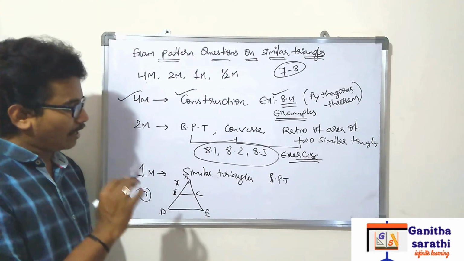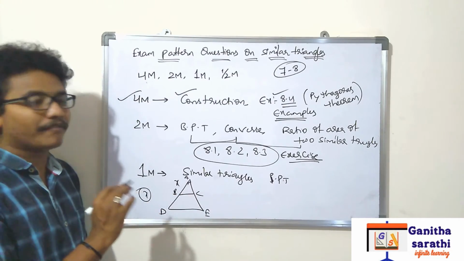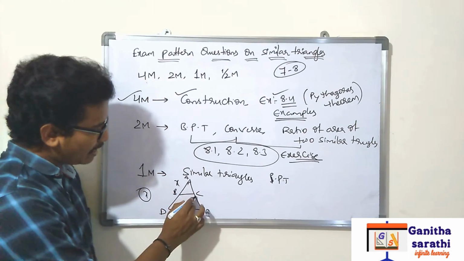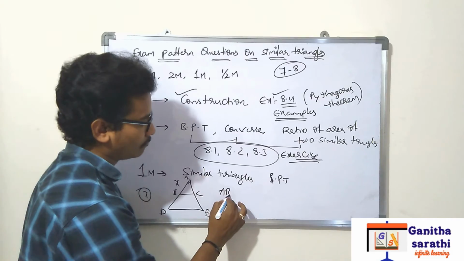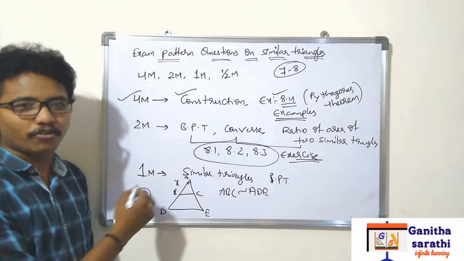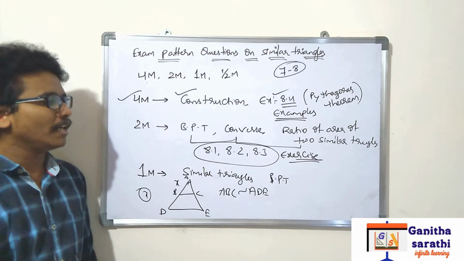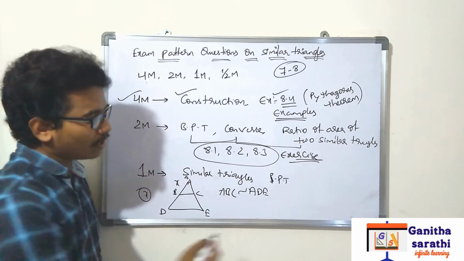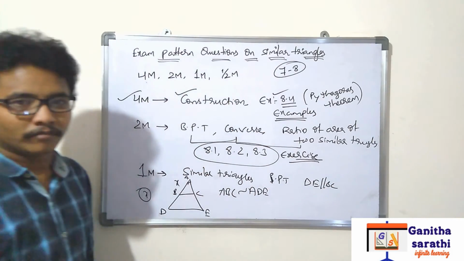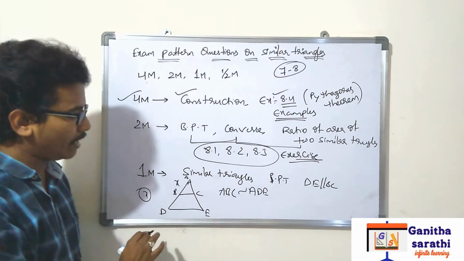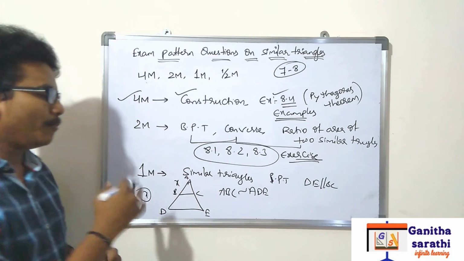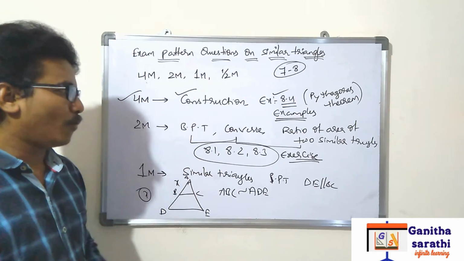If the question says the given triangles are similar, that is, ABC is similar to ADE, then the sides will be in proportion. You should do it like that. If the question says DE is parallel to BC, then you should use BPT and solve the problem. These kinds of problems you will have in similar triangles for 1 mark questions.